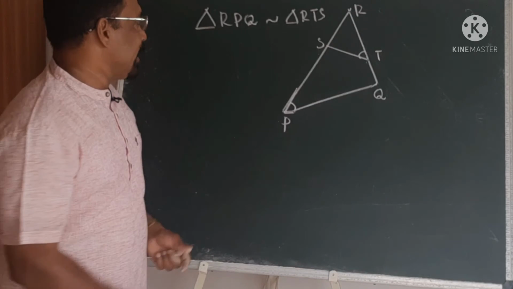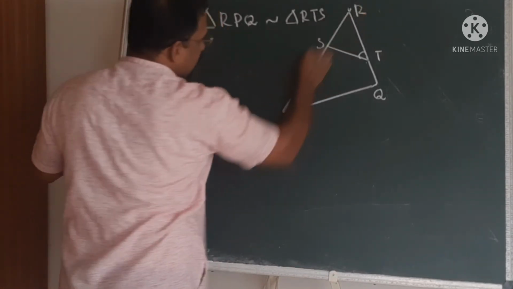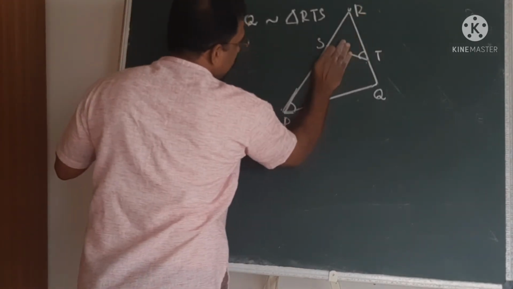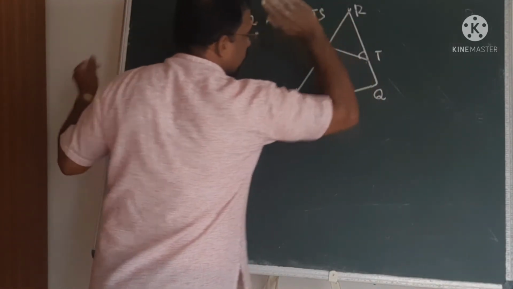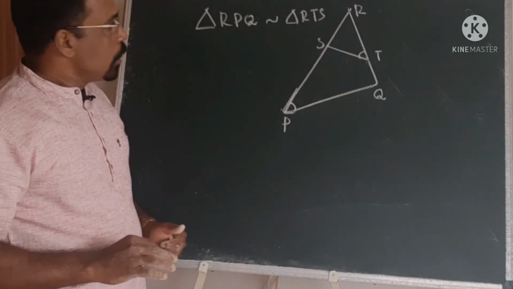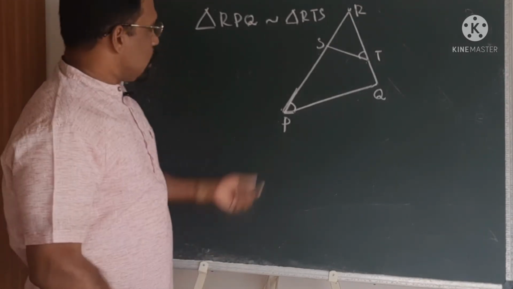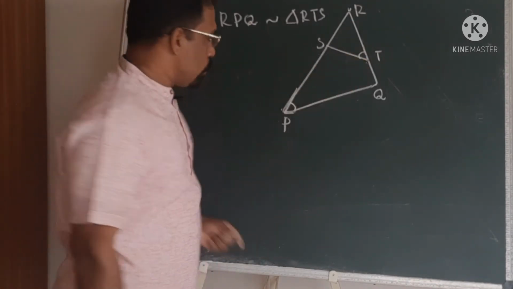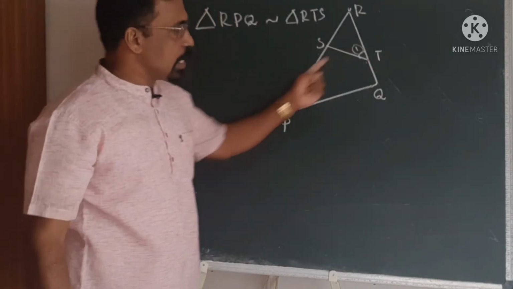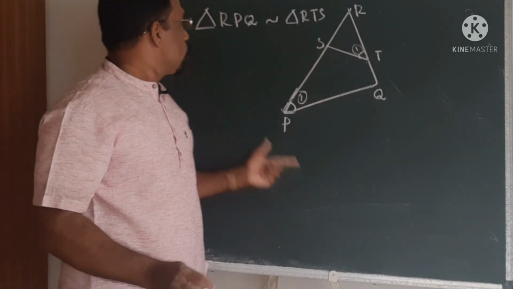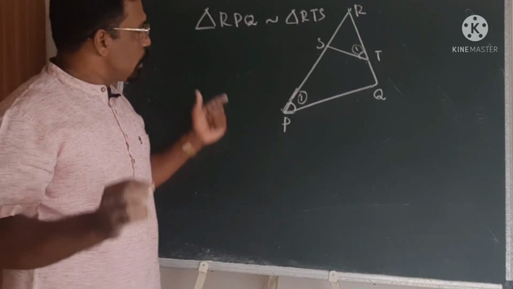We have to show that RPQ, this bigger triangle, is similar to RTS, this smaller triangle. This is what we have to prove. Now, first, this angle is equal, so the first condition is already given to us. These are equal, this is already given to us, so it is not a problem.